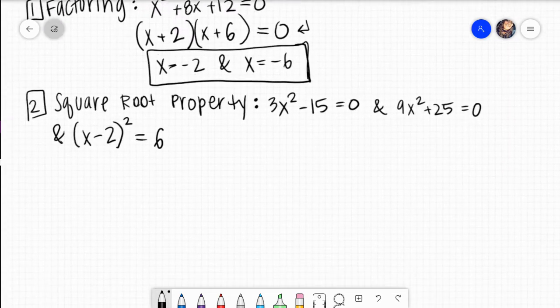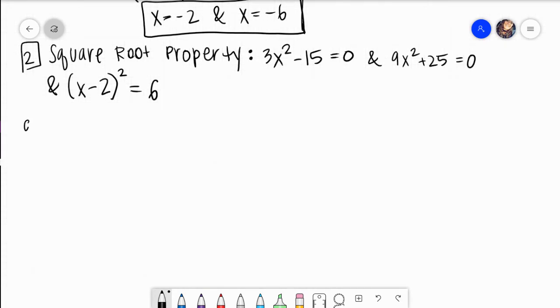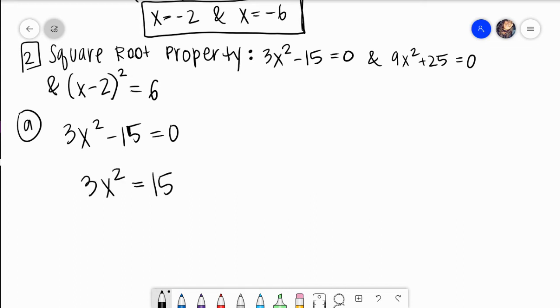Okay, so let's do these 3 problems for the square root property. Let's do this first one, which is 3x squared minus 15 equals 0. The square root property just basically states that if something is being squared, what we can do is take the square root of it because they're inverses of each other. So the first thing you want to do is isolate any terms that have x squared, and that's only going to be my 3x squared. And what I mean by isolate is let's move our 15. So we have 3x squared equals 15.